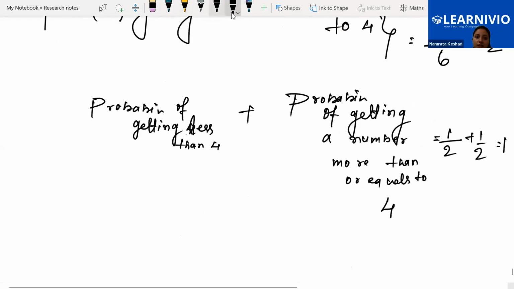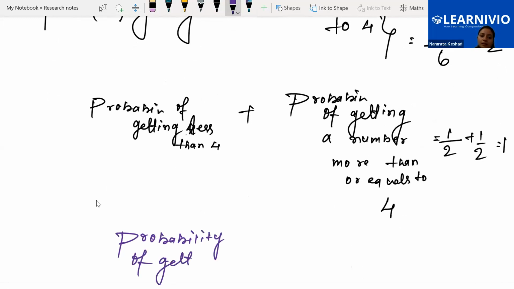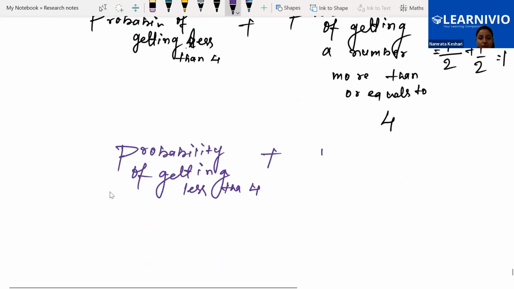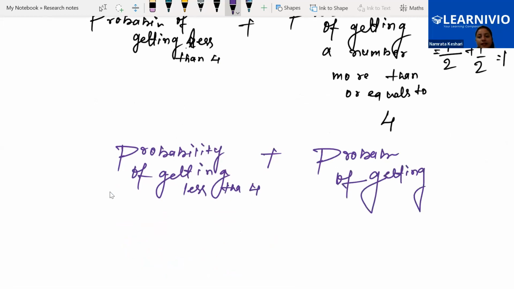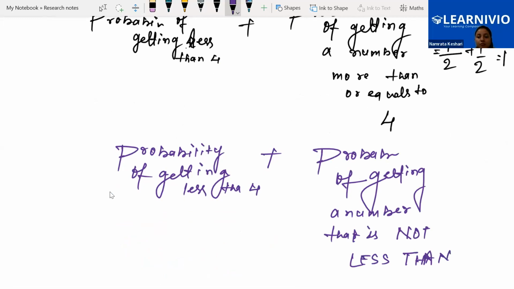Can we write it again this way? The way we have written previously, the probability of getting a number less than 4, and the probability of getting a number that is not less than 4. Can you see? Instead of more than or equal to, can we write just the reverse of this? Not less than 4. And again, the result is 1.